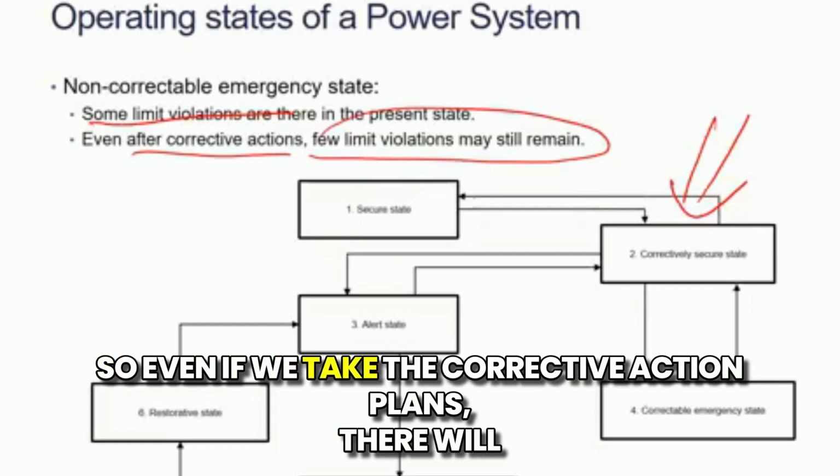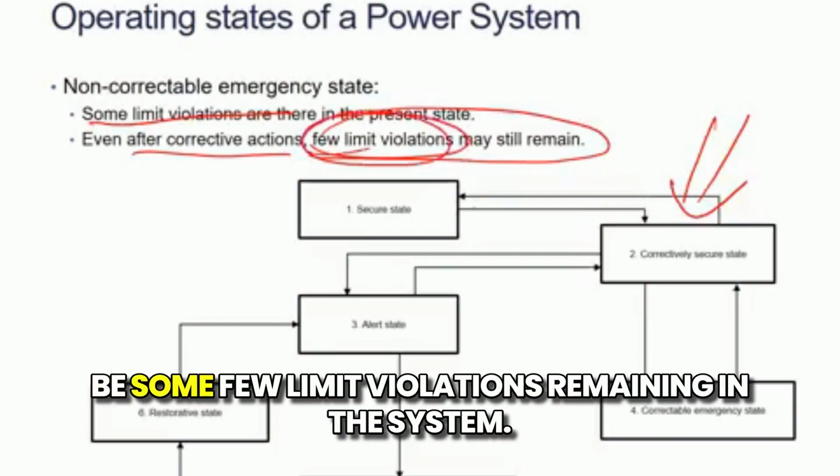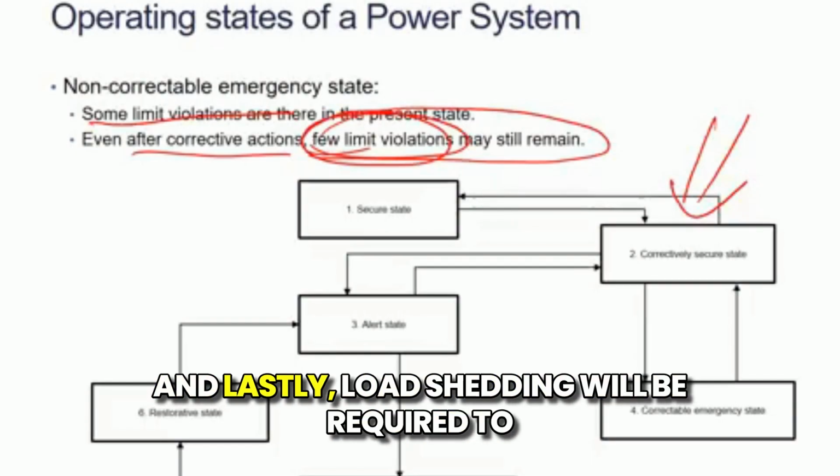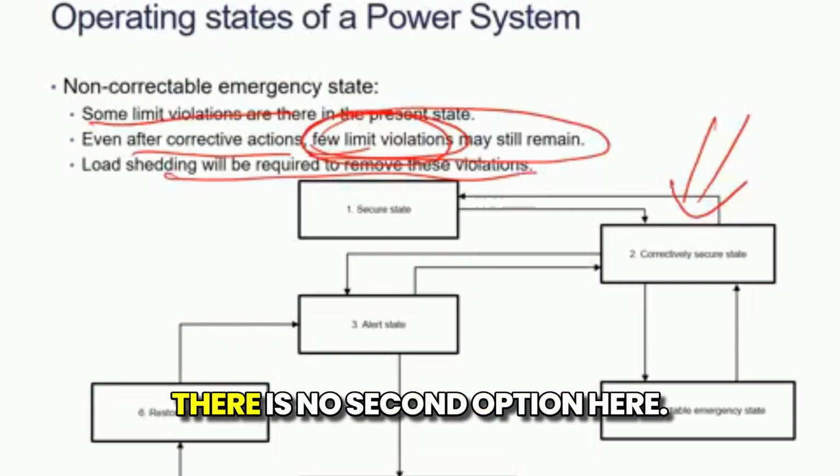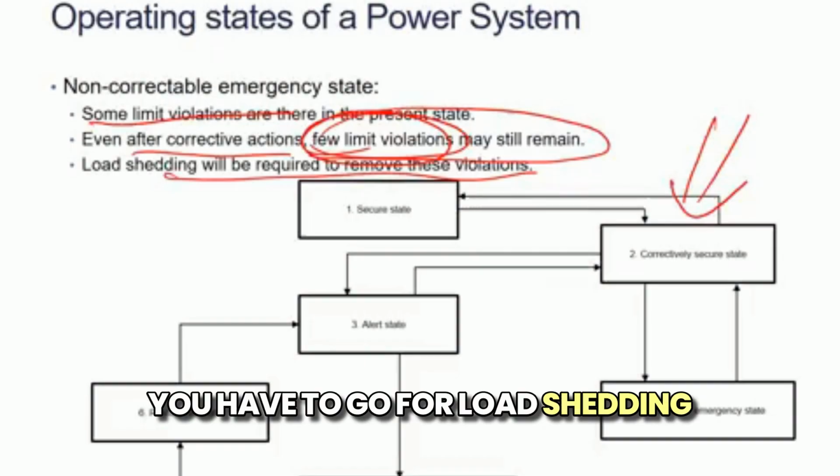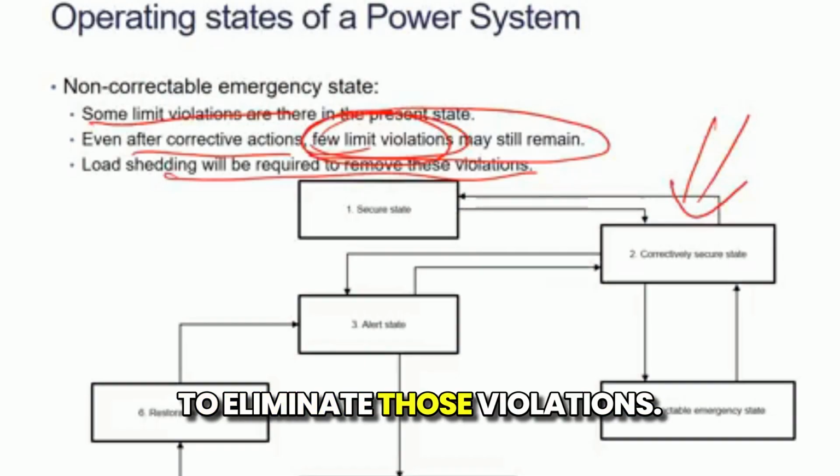So even if we take the corrective action plans, there will be a few limit violations remaining in the system. And lastly, load shedding will be required to remove these violations. There is no second option here. You have to go for load shedding to eliminate those violations.